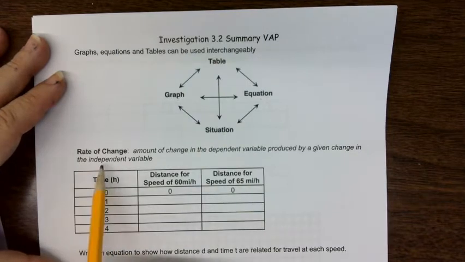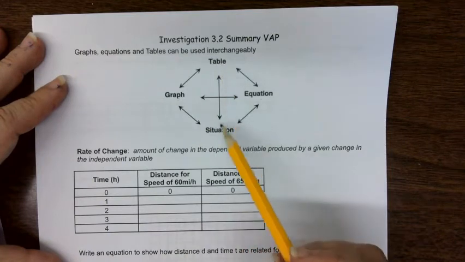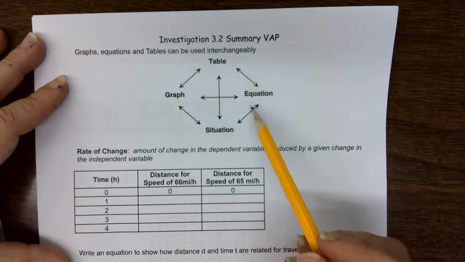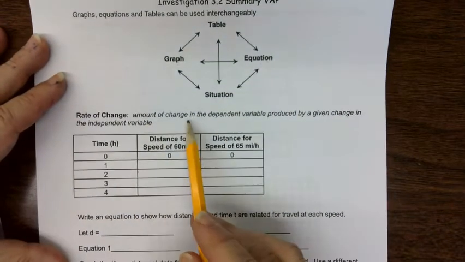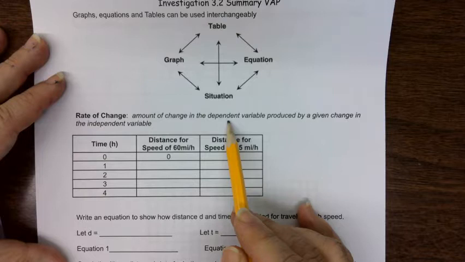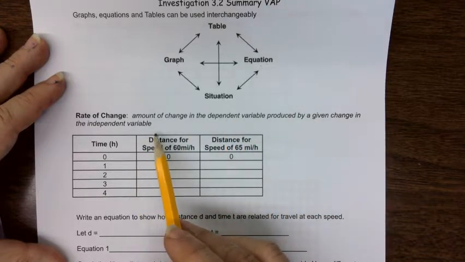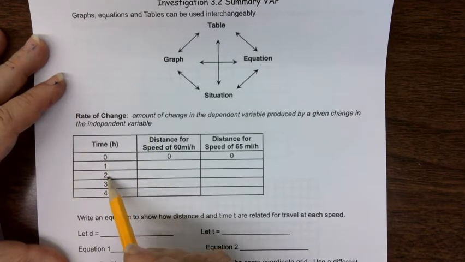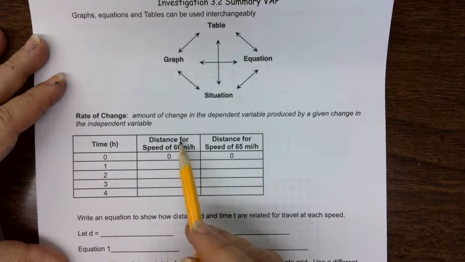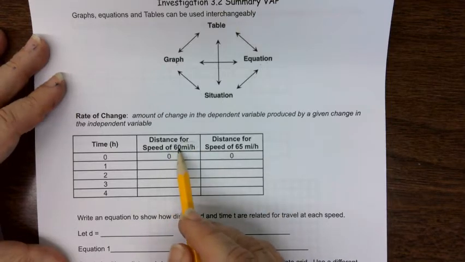Again, there's something called rate of change, and we're going to use that to show us that we can go from a table to a situation to an equation to a graph. So here we're starting off with the amount of change in the dependent variable produced by a given change in the independent variable. So here we have different time in hours, hour 0, 1, 2, 3, 4, and our distance for a speed of 60 miles an hour. So right there is our situation. We're going 60 miles an hour.